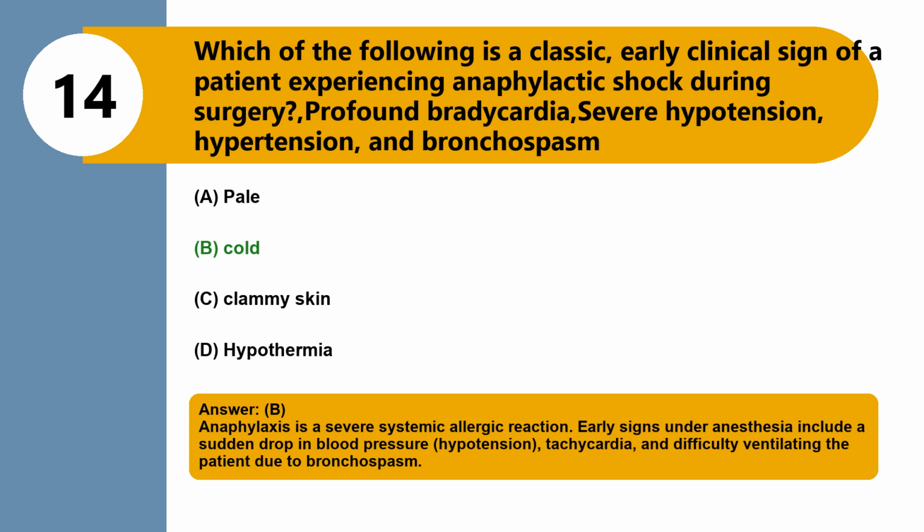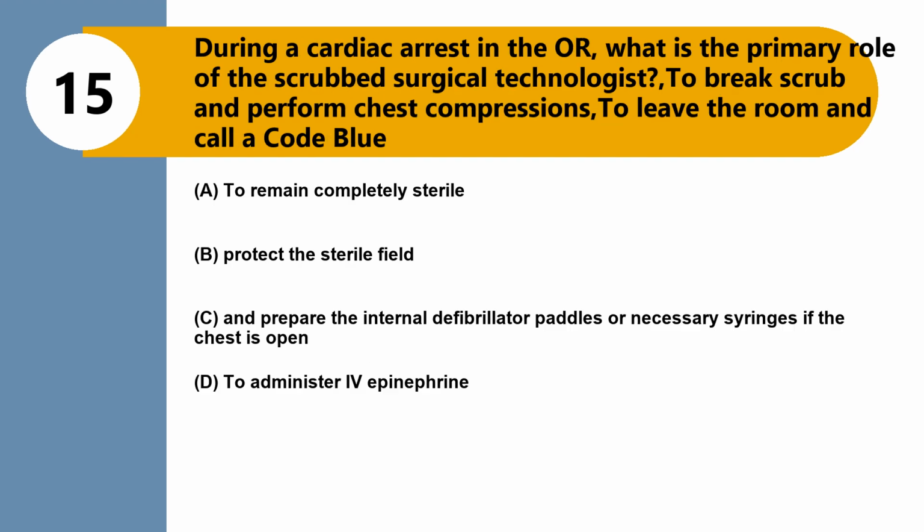Anaphylaxis is a severe systemic allergic reaction. Early signs under anesthesia include a sudden drop in blood pressure, hypotension, tachycardia, and difficulty ventilating the patient due to bronchospasm.